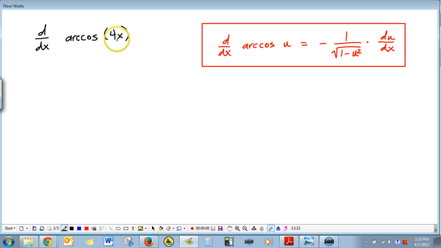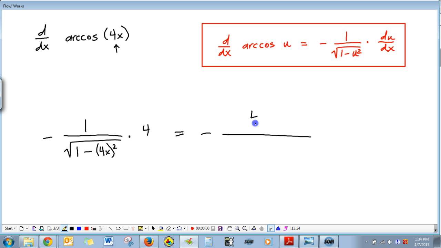Okay, so arc cosine of 4x. The derivative of arc cosine is negative 1 over the square root of 1 minus u squared. Well, u is our 4x, so that's going to be 4x squared times the derivative of 4x. The derivative of 4x is just 4. So if we simplify a little bit, we will get 4 over the square root of 1 minus 16x squared.